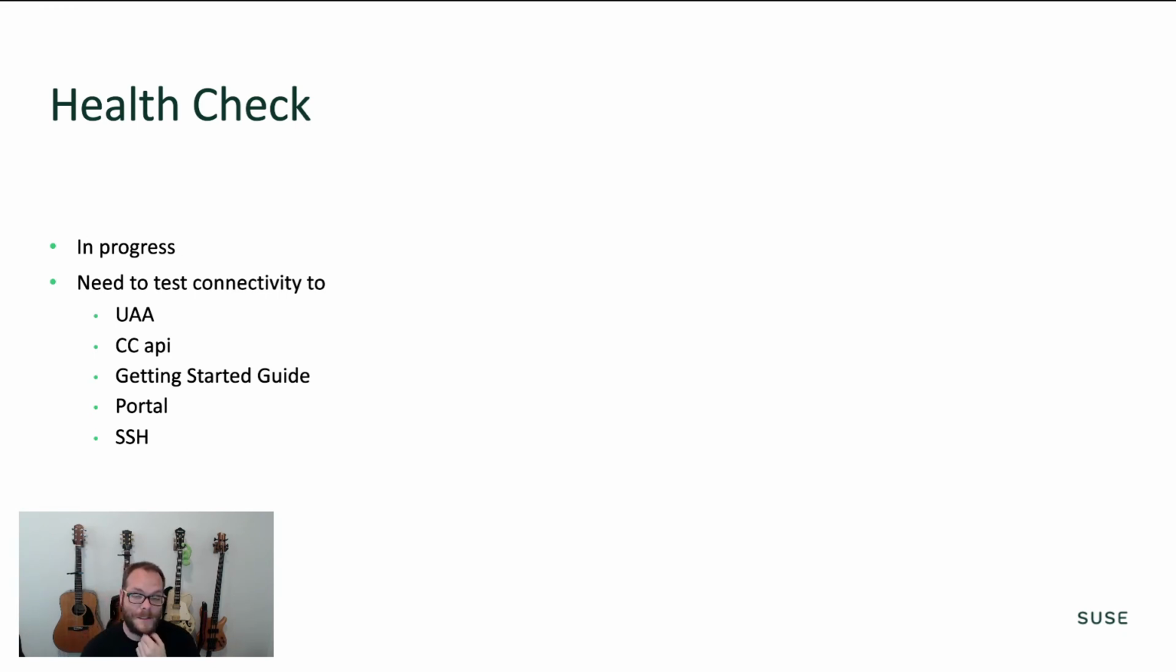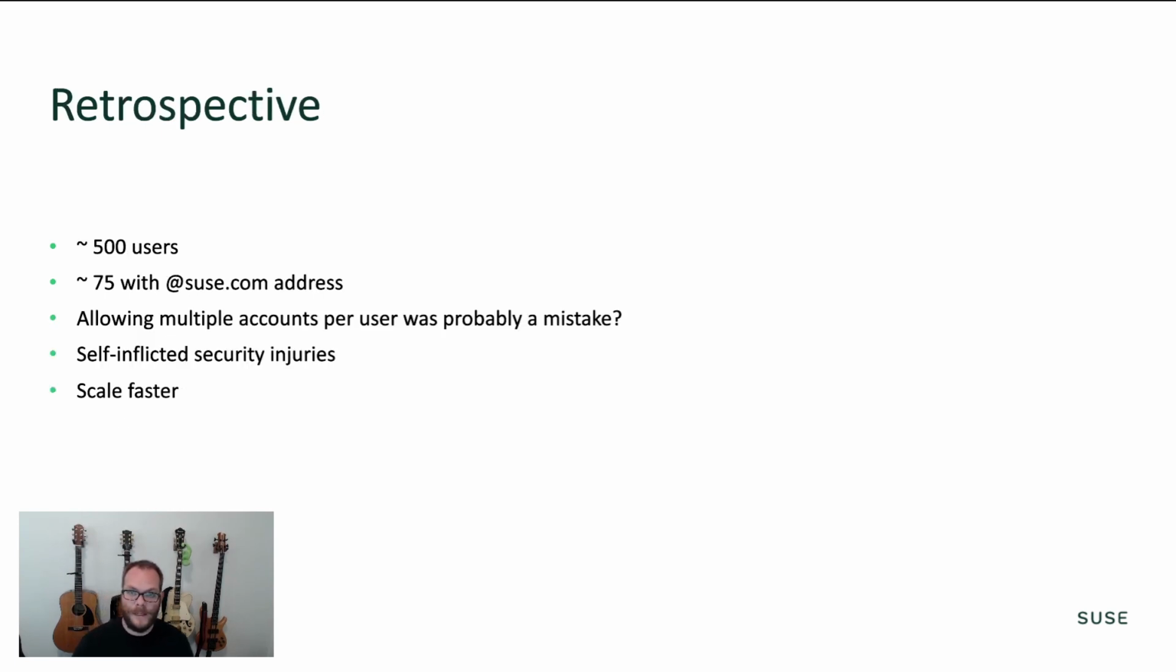This is something that I think would be really interesting to see, maybe a CF project kind of getting built out of. Some external health check would be nice. And then, lastly, a quick retrospective. So we're getting close to 500 users. I think if I remember from looking at it a couple days ago, roughly only 75 or so have a SUSE.com address. So we have probably over 400 users that are not SUSE employees, which I'm really happy about.